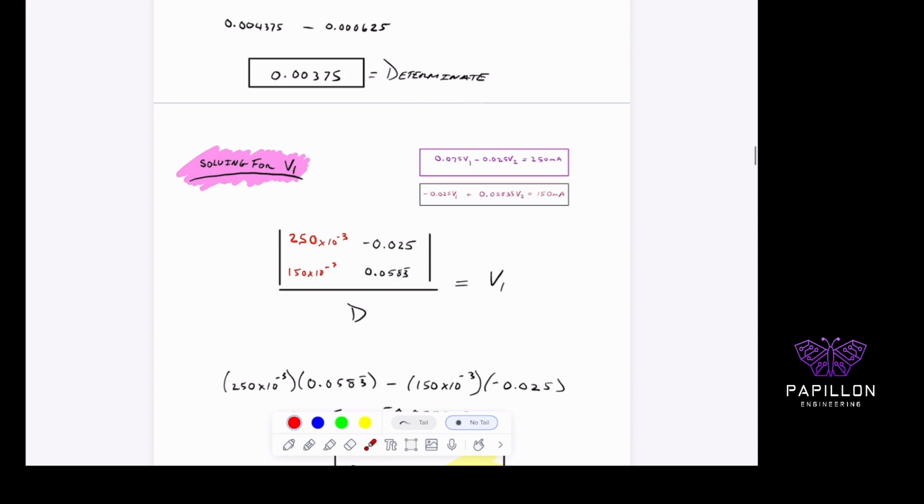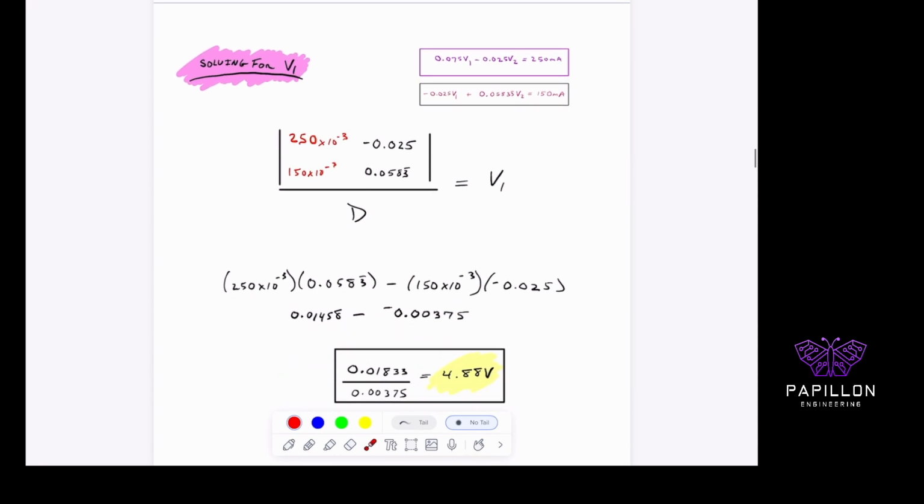So here we go. If we cross multiply those two, what you should see is that you can solve for your value of V1. So for V1 in this case, I was able to get a mathematical value of 4.88 volts, right?